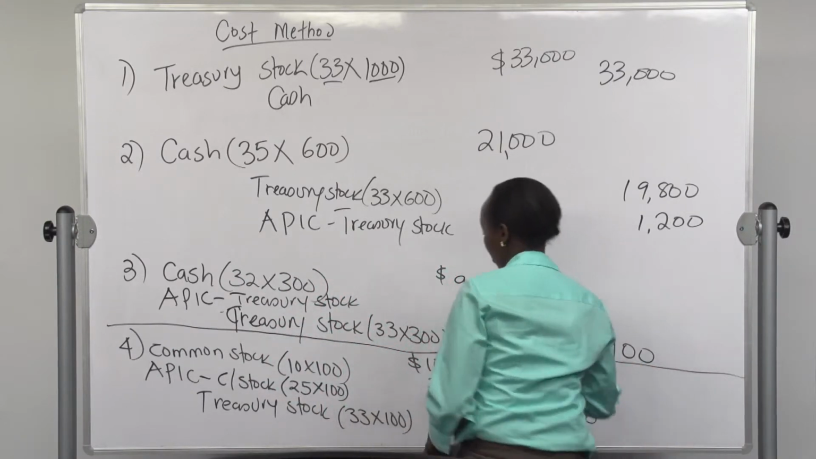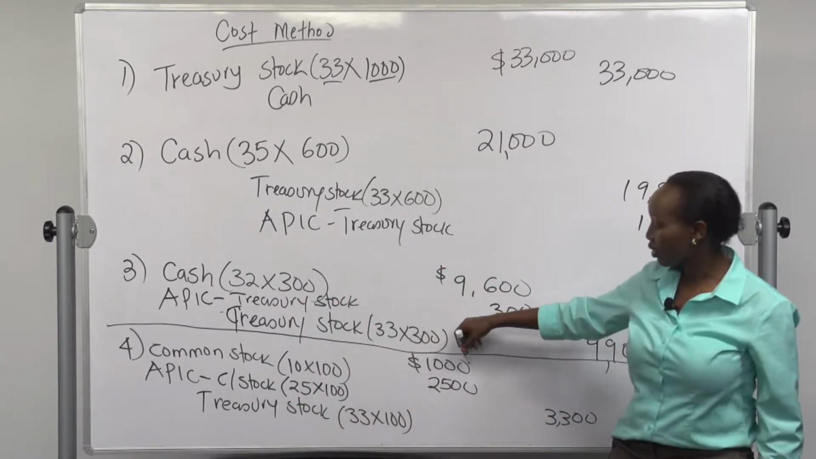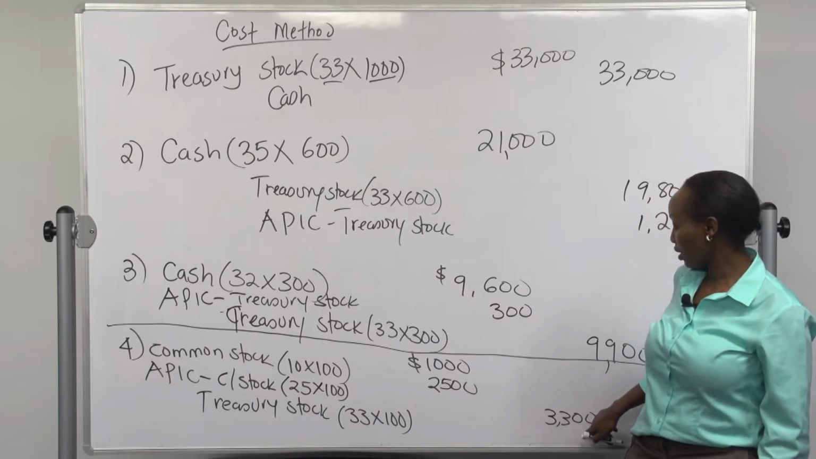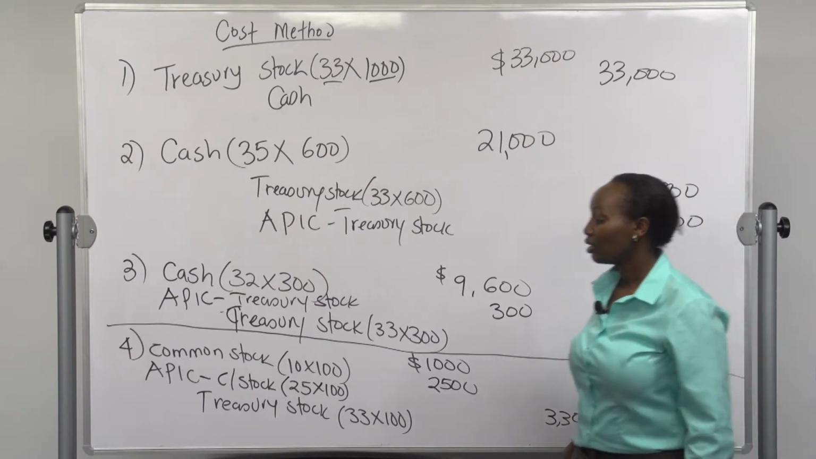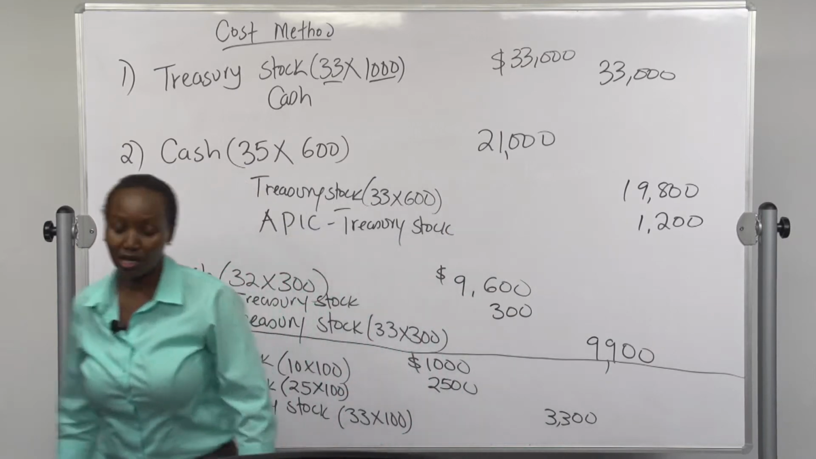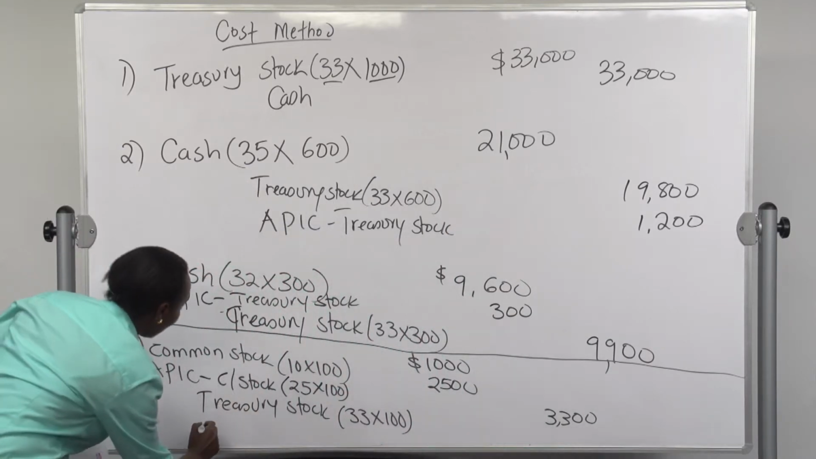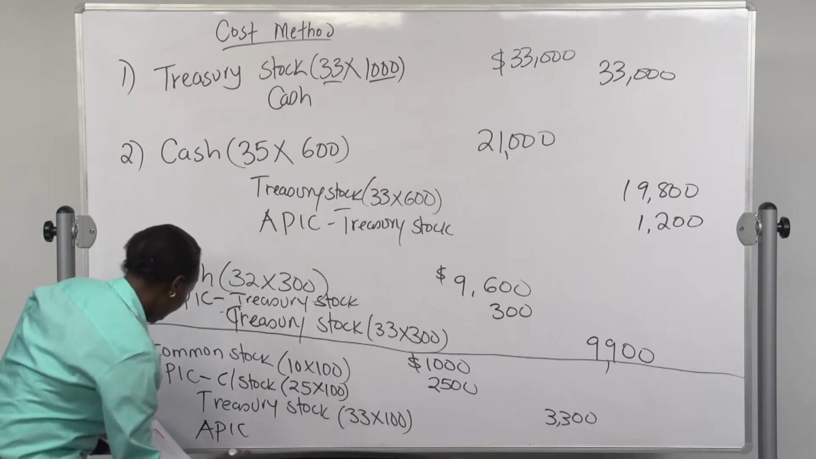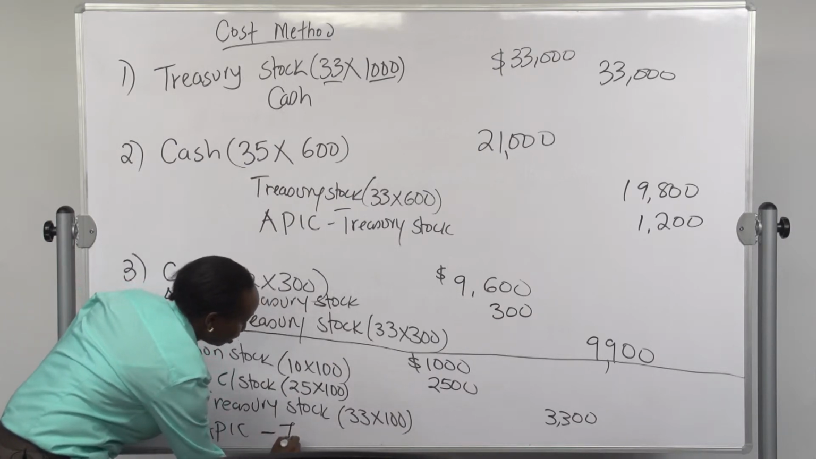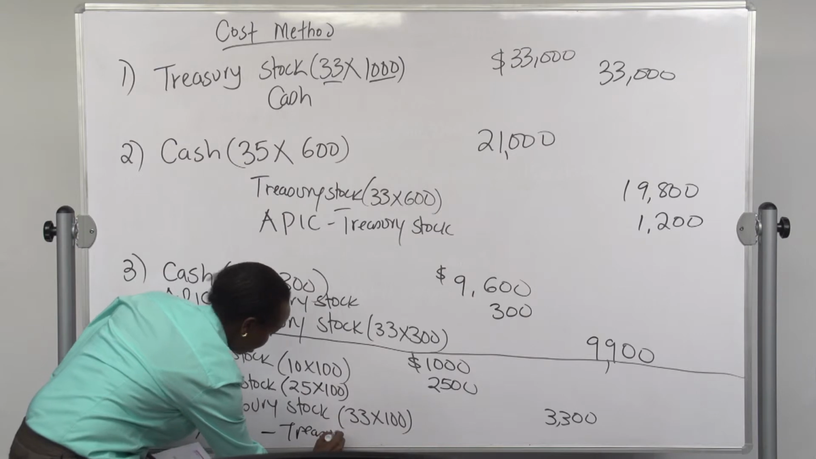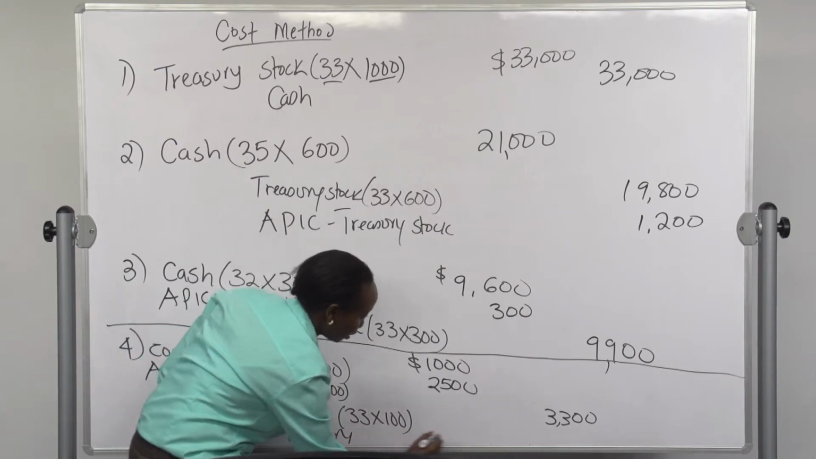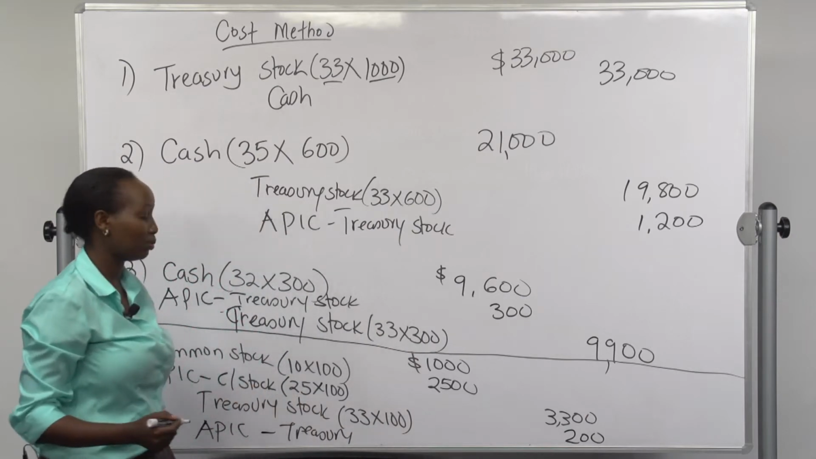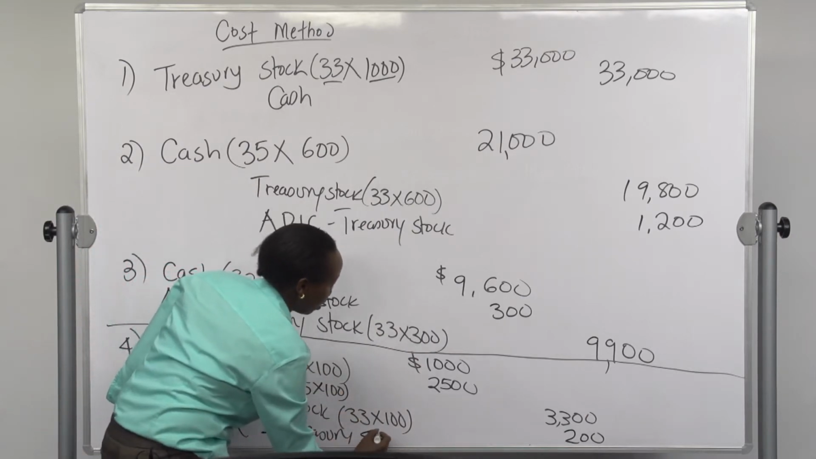The difference between these two transactions, these two amounts here, 1,000 and 2,500, and we have 3,300 on the credit side. When we subtract those, the extra is our additional paid-in capital. So we credit additional paid-in capital for treasury stock for the difference of 200. So $200 is our additional paid-in capital for treasury stock.